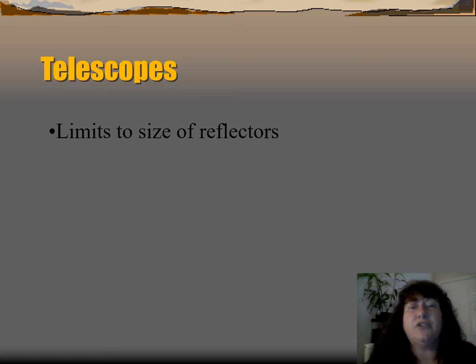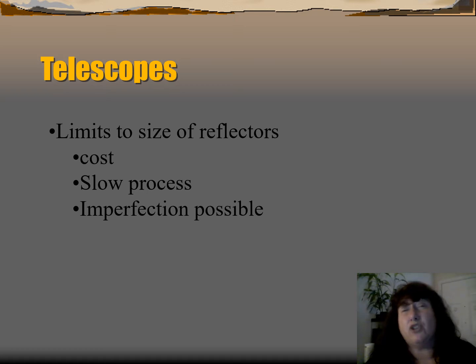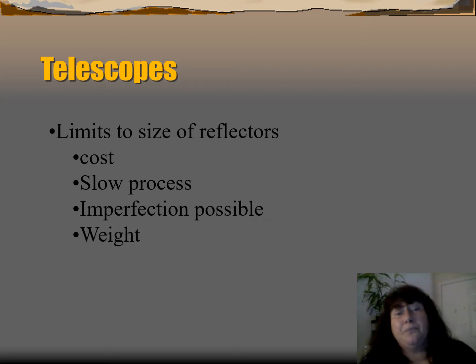There is a limit to the size of reflectors, which are your mirrors. And one of that is the cost. It costs a lot of money to make a really large mirror. It's also a very slow process to make that mirror. And so it takes a really long amount of time. Imperfections are possible the larger it gets. So the larger you make your mirror, the more possibilities you have of imperfections, which will give you spherical aberrations, which will give you a blurry image.